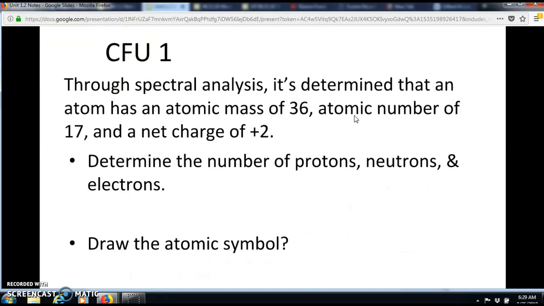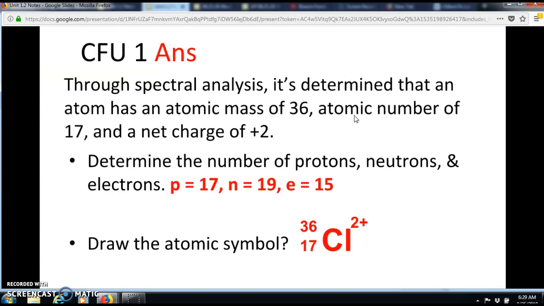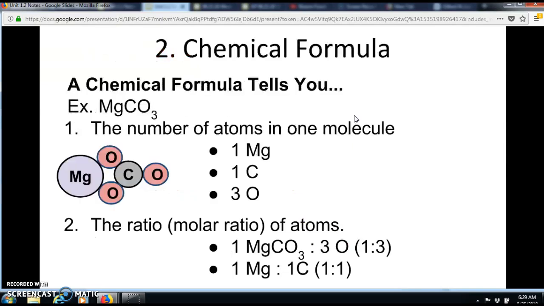Alright, go ahead and take a moment to try this CFU. When you press play again, the answer will be revealed. Great, so if you have any corrections to make, please make those on your packet. We're going to move now straight into the chemical formula.